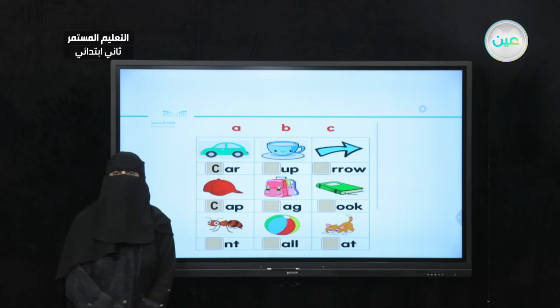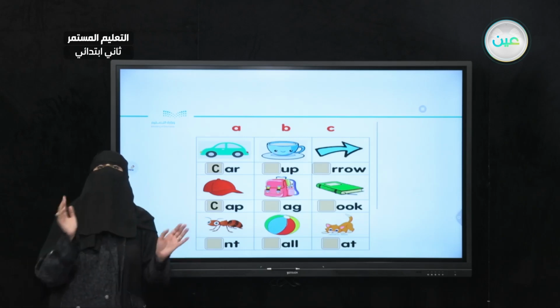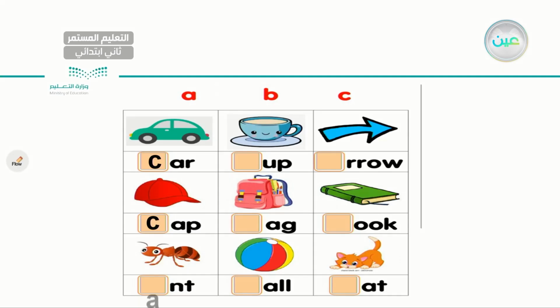Next picture I have, what do you think? Is it A, B, or C? It's A, ant. Very good. Excellent, excellent. Let's go to the next row. I have a picture of, what do you think? What do I fill it with? A, B, or C? Actually, it's C again. Cup.